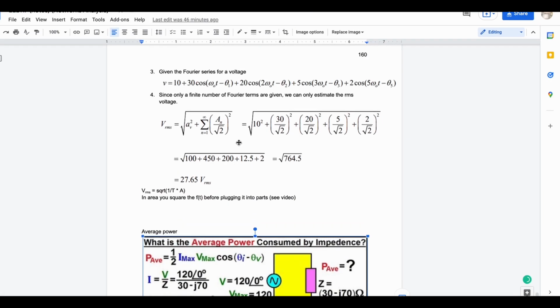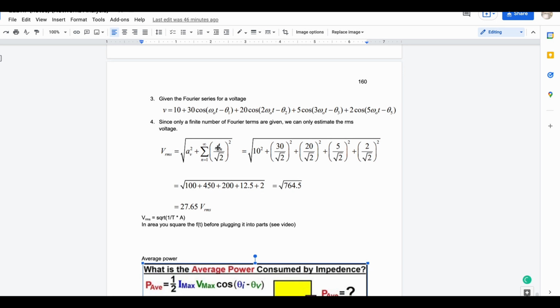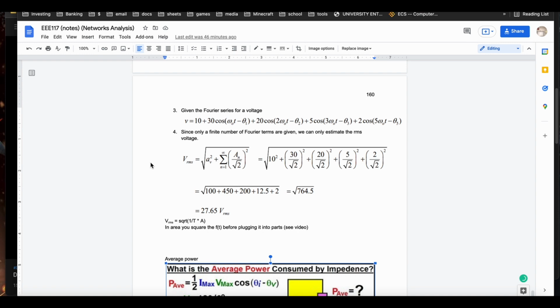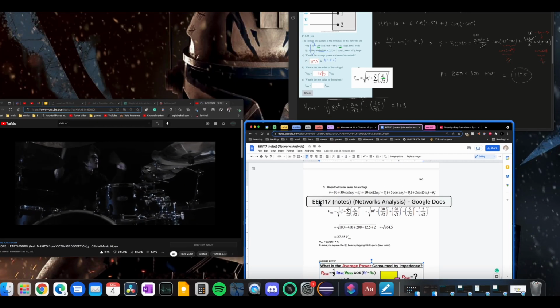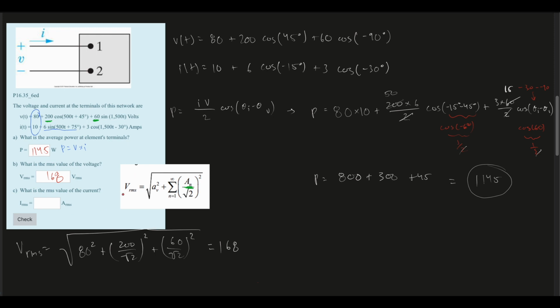Now, there's nothing for IRMS in the notes. And that's because IRMS and VRMS are interchangeable. So if we use the VRMS, we're going to find our IRMS the same exact way. We're just going to replace the VRMS and the IRMS. So for the IRMS, we're just going to write it over here.